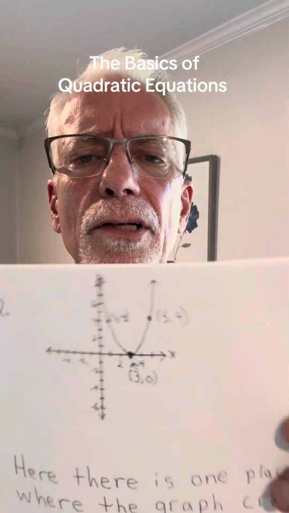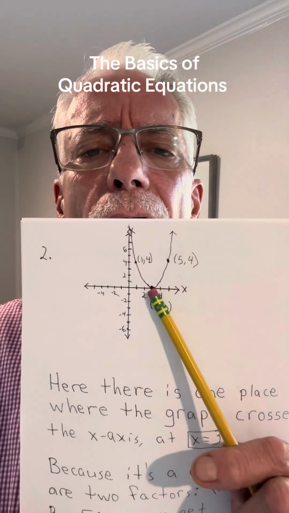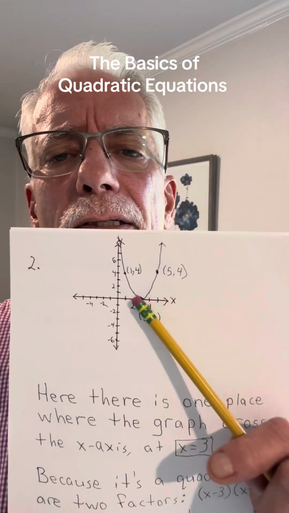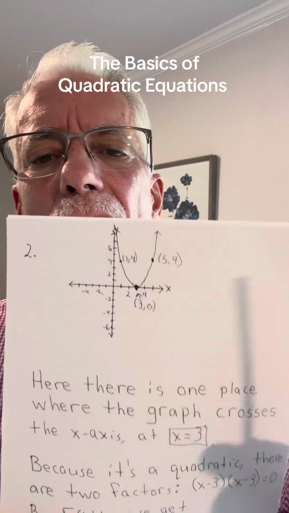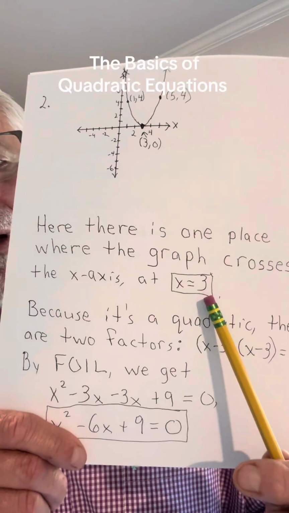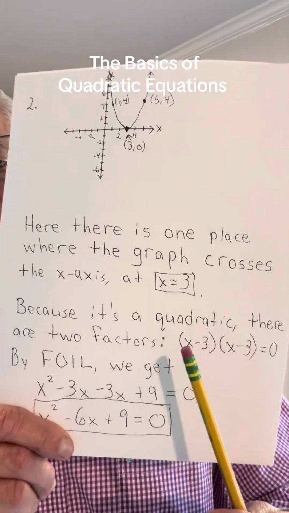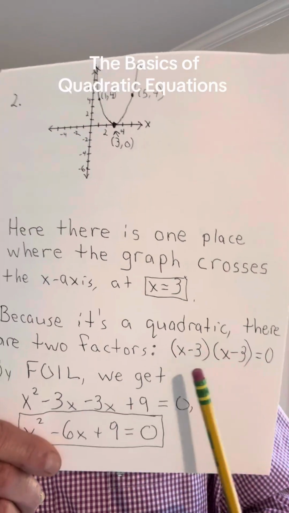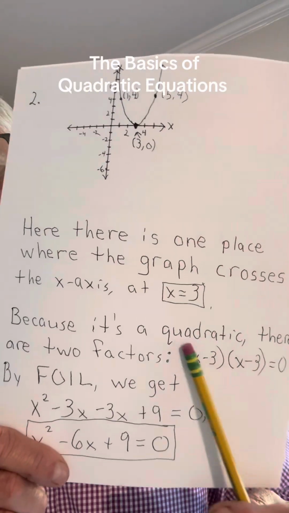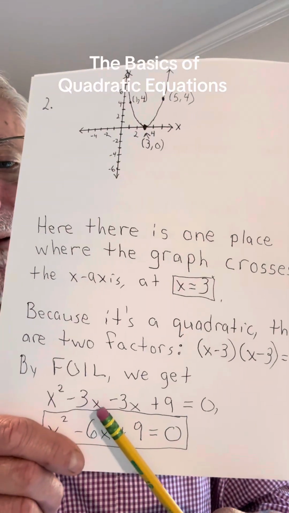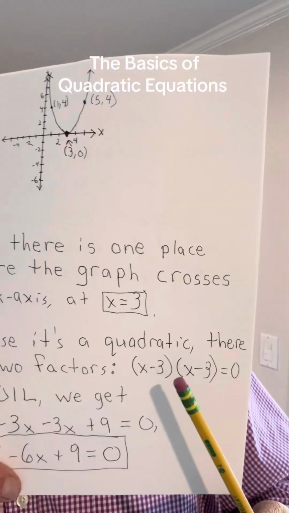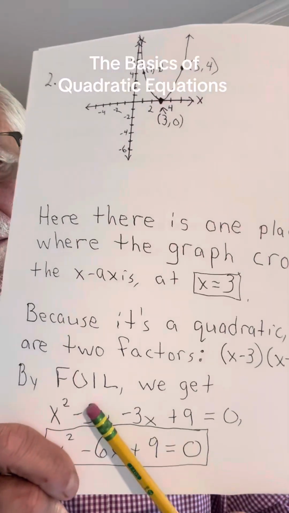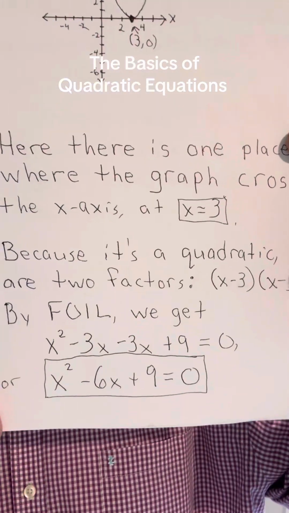So here we go. This one has only one spot right here. So there's only one x answer, x equals 3. Now remember, this is a double root. So x equals 3 is the only solution. So x minus 3 is the factor that gives me x equals 3, and since it's a double root, I write it 2 times. So we're going to FOIL out x minus 3 times x minus 3, and that gets me x squared minus 3x minus 3x. And don't forget, a negative 3 times a negative 3 is a plus 9. Then we combine like terms: minus 3x minus 3x is minus 6x.